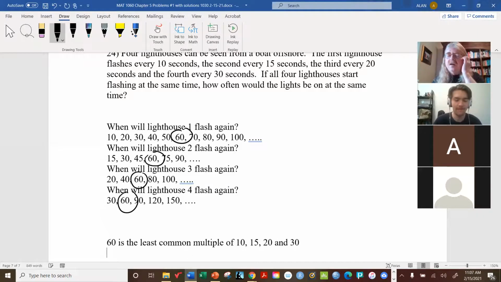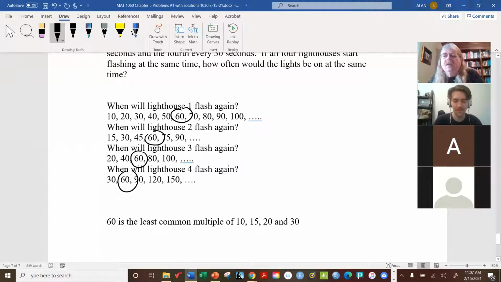And maybe you didn't know, but you can have a least common multiple and a greatest common factor for that matter for more than two numbers at a time. So between the four of them, their least common multiple is 60, and now you know how often they'll all flash at the same time. And in fact, if you're lost at sea and you don't know what time it is, you might be able to figure out what time it is by watching those flashes.